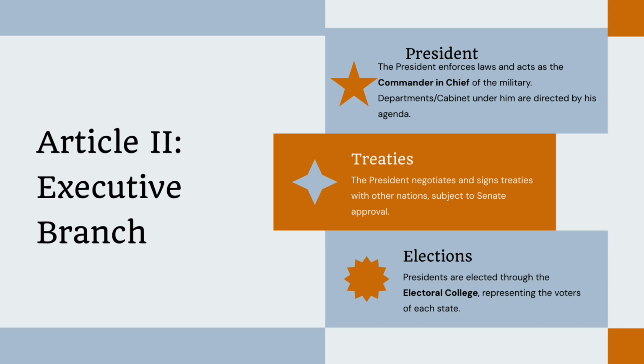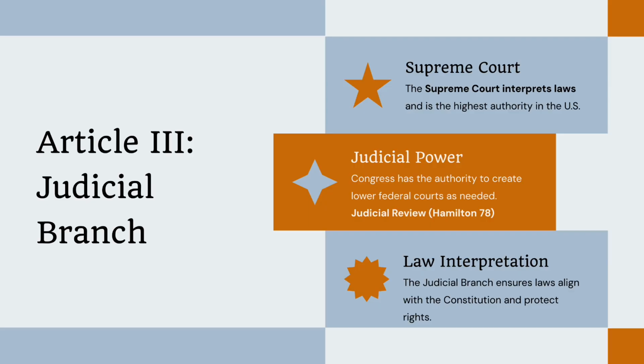Article 3, Judicial Branch. It has also three main components: Supreme Court, judicial power, and law interpretation. Supreme Court. The Supreme Court interprets laws and is the highest authority in the U.S. Judicial power. Congress has the authority to create lower federal courts as needed. You can also see judicial review, which cited Hamilton 78, was mainly where this idea came from. Law interpretation. The judicial branch ensures laws align with the Constitution and protect rights.